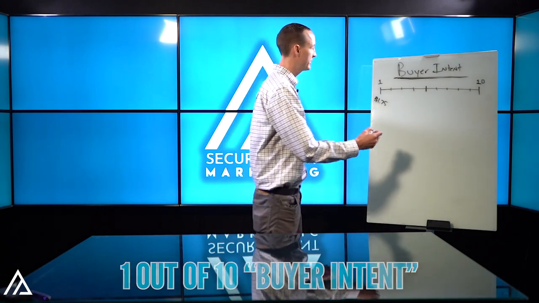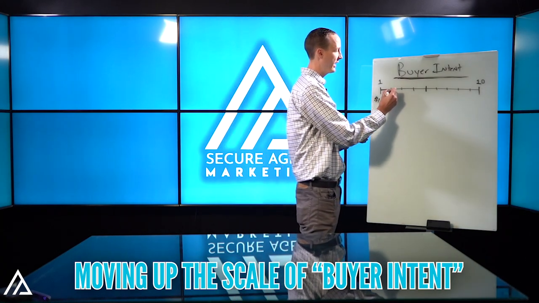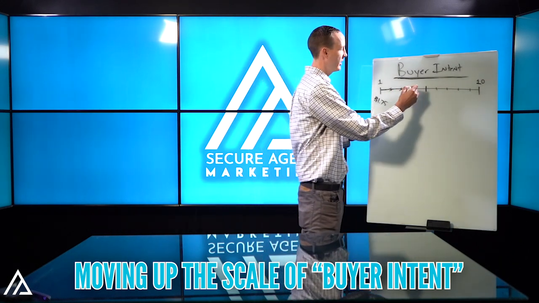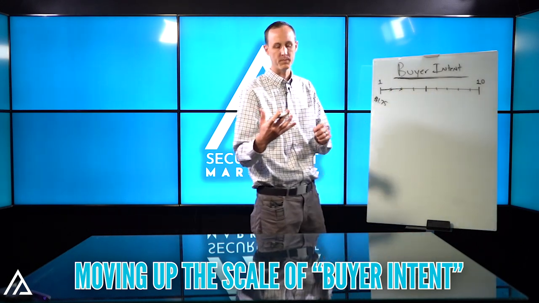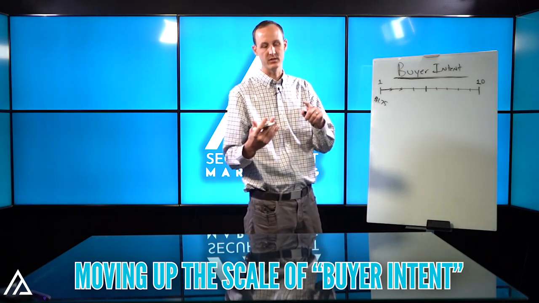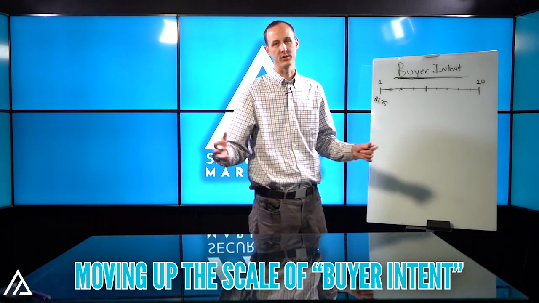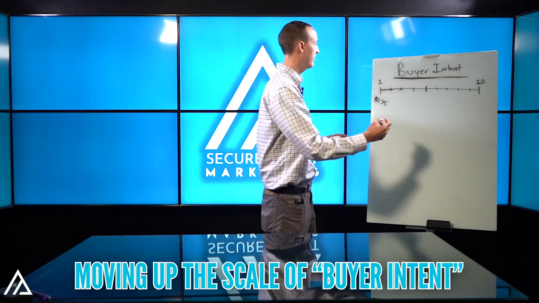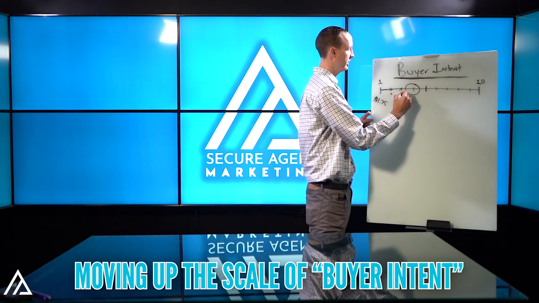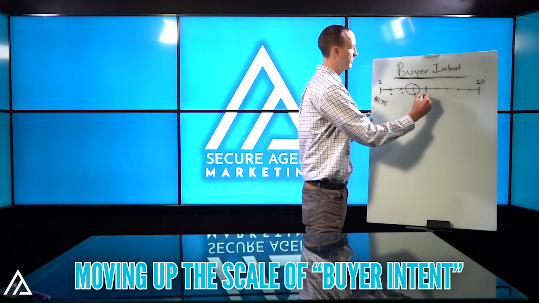Now, as you move up the scale, there are certain things you can do to add buyer intent. What I've done is I've found a sweet spot. If you're an insurance salesperson, like for instance, Medicare, recruiting, final expense, any other type of insurance, really, I've found this sweet spot to be about right here. So this would be a 2, 3, 4, 5 on the buyer intent scale.